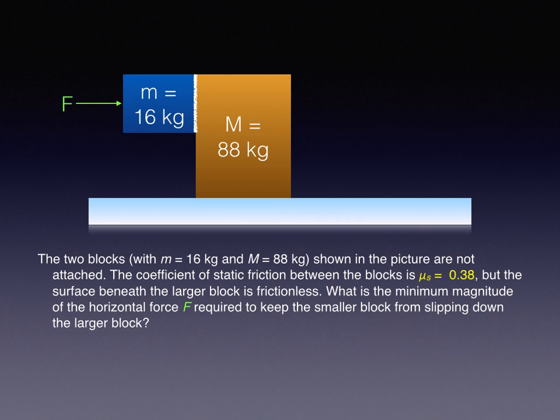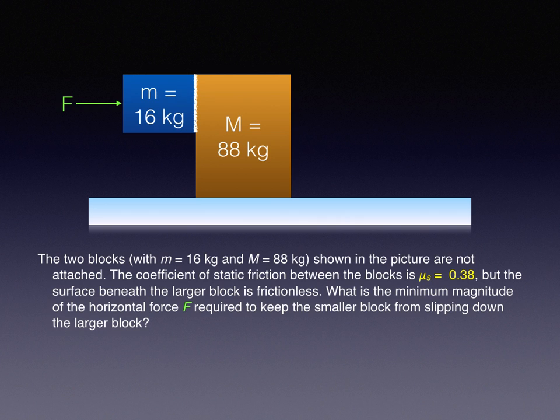The question is, what is the minimum magnitude of the horizontal force F required to keep the smaller block from slipping down the larger block? All right, so we're applying a force F to that whole system, and there's no friction between the large block and the floor or the ground, but something is keeping up the small mass m and preventing it from sliding down the larger block. All right, the question is, what is that something holding it up?